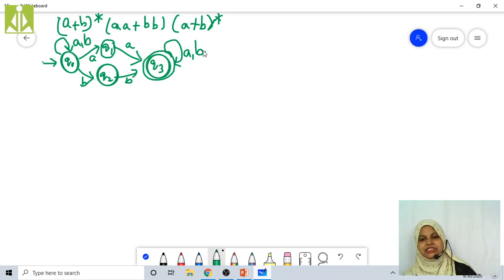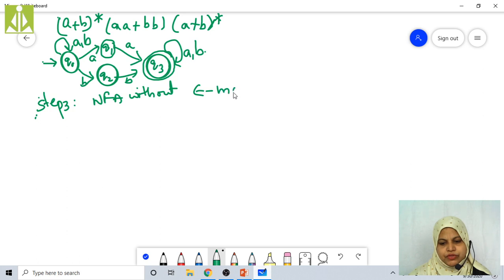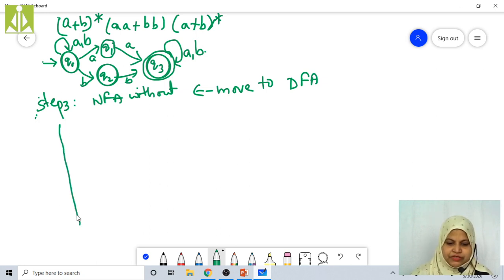Now we have to convert this NFA without epsilon moves to DFA. This is step 3. How we are going to convert this? Step 3, NFA without epsilon moves to DFA, right? Here first we have to write the transition table. For this one, here A, B.